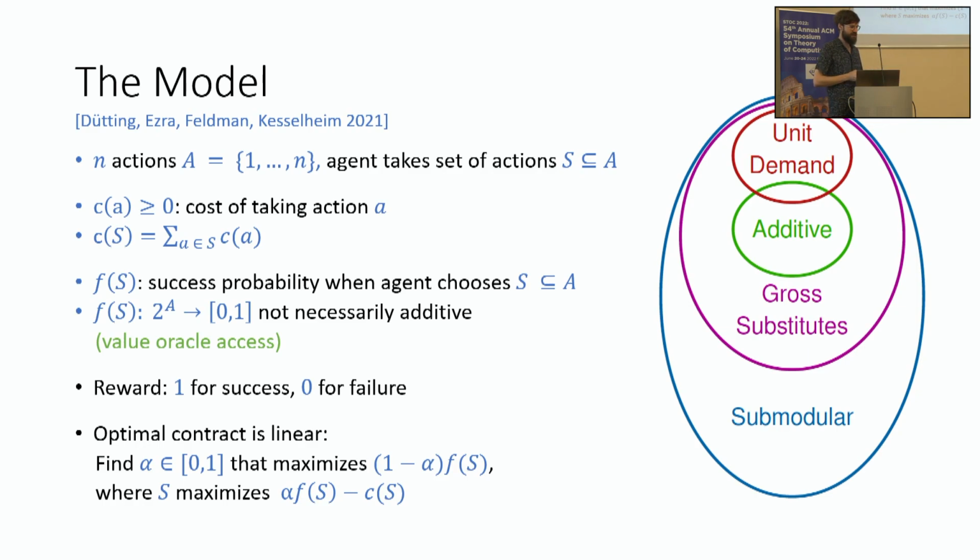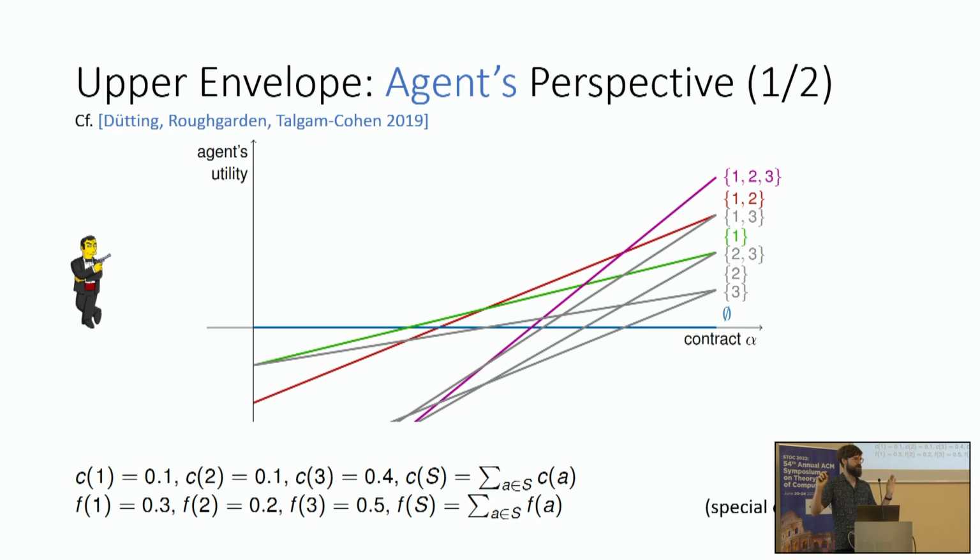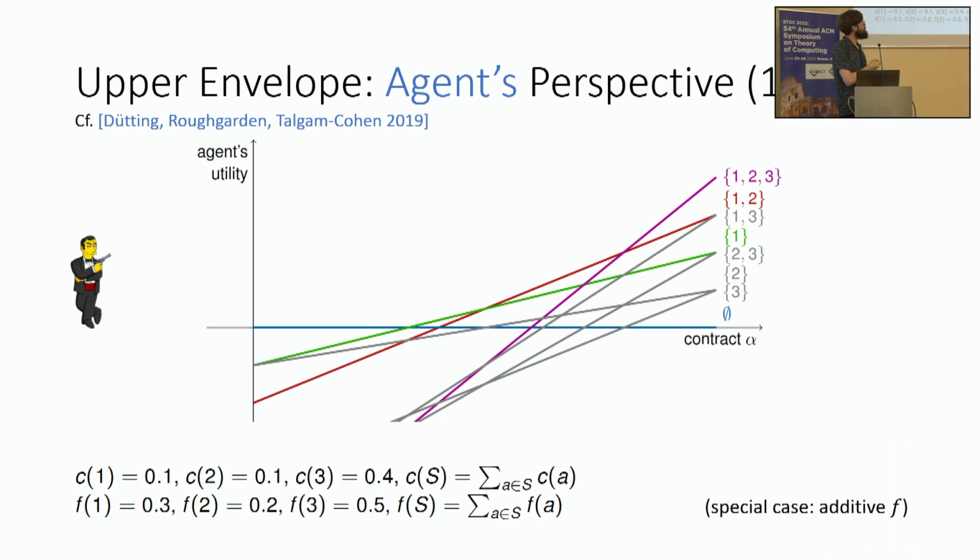Okay, so what can we do here? And I think there's a very nice geometric intuition for what's going on here, building on an upper envelope diagram that I first saw in our own paper with Inbal and Tim. So what do we do? I'm looking here at the agent's perspective. On the x-axis, I just have the contract. Recall this is just a scalar between 0 and 1, alpha. And I'm plotting the utility that the agent gets from choosing certain sets of actions.